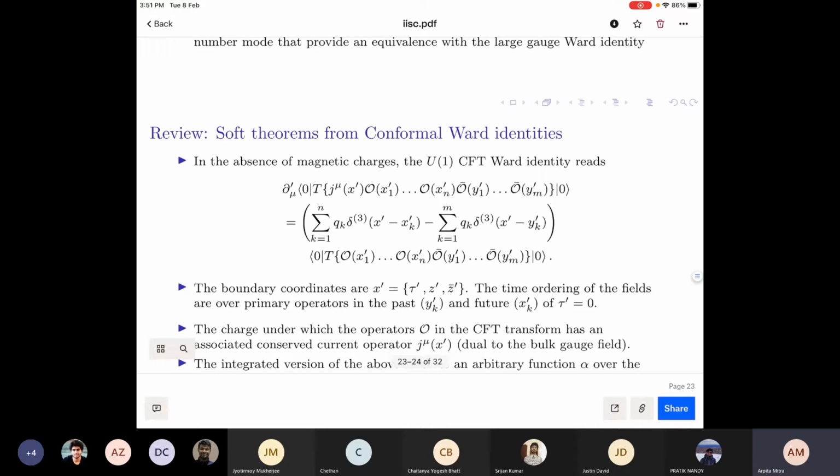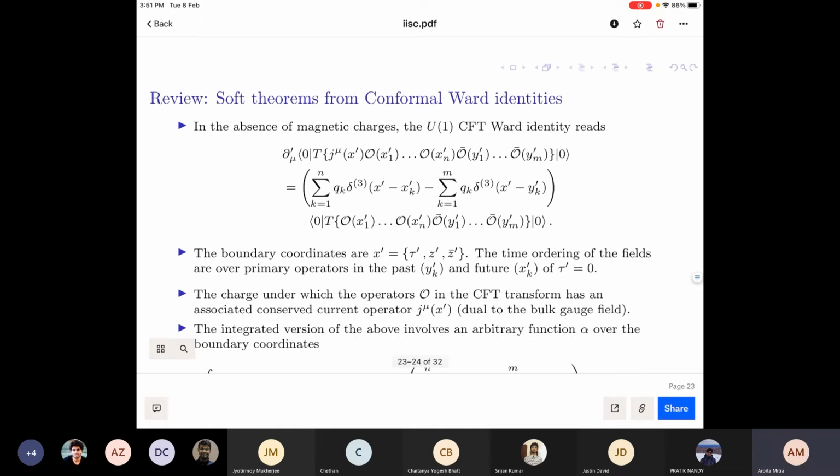So we already know that if we have an AdS4 spacetime bulk with a bulk gauge field A mu, it is dual to a CFT at the boundary with a U1 symmetry, and the current at the CFT, which is J mu, is dual to the bulk gauge field A mu. In the absence of a magnetic charge, if we want to keep our correlation functions invariant under the U1 transformation, we can get the Ward identity.